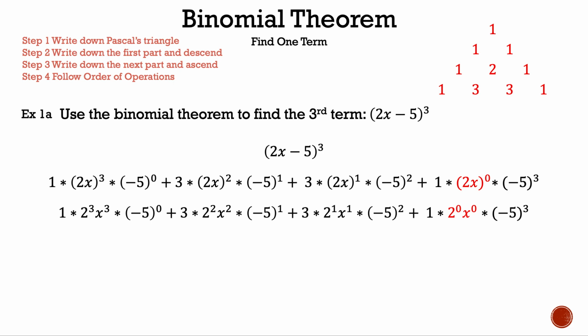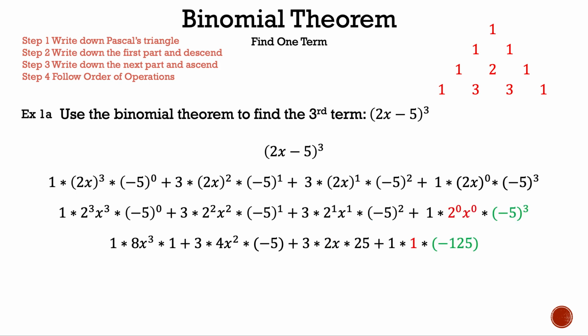Now, let's simplify any number raised to a power, and the first term becomes 1 times 8x cubed times 1, and the second term becomes 3 times 4x squared times negative 5, and the third term becomes 3 times 2x times 25, and the fourth term becomes 1 times negative 125. Now, let's simplify by multiplying the integers in each term, and the first term becomes 8x cubed, and the second term becomes minus 60x squared, and the third term becomes 150x, and the fourth term becomes minus 125.